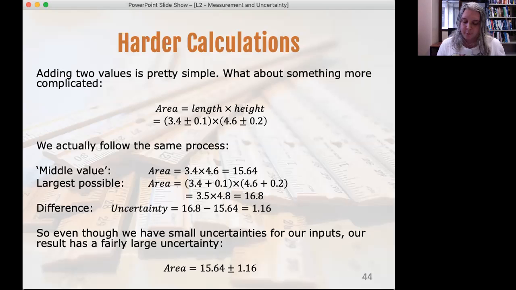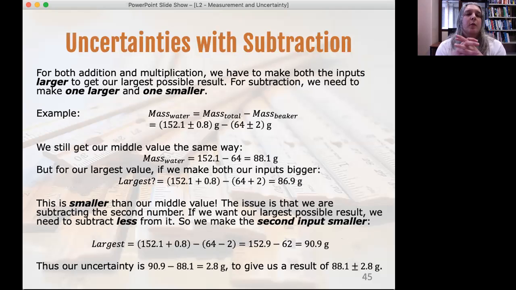So that's straightforward enough. But what about if we're doing a subtraction instead? If we make our inputs bigger, then that would make our results smaller, because if you take away a bigger number, you're left with a smaller result. We always want to make the result as big as we can. So to make the result as big as we can means that if you add something or you multiply something, you make them bigger. But if you subtract something or if you divide by something, you want to make them smaller, because that will make your result bigger.